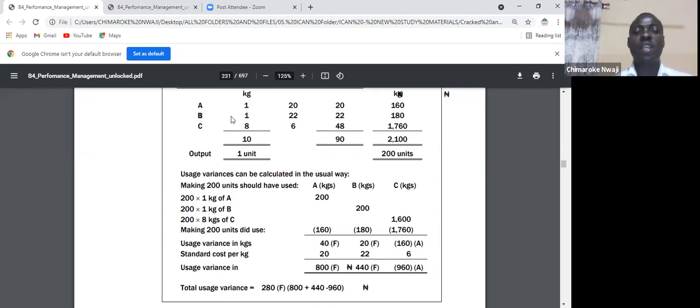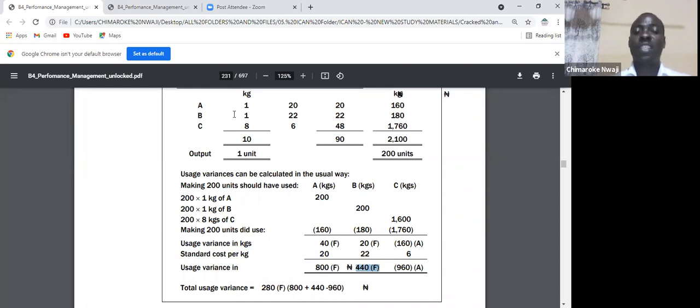For B, if you are to use 1 kilogram for 1 unit, then for 200 units, you are going to use 200 kilograms. And how many did you actually use? 180 kilograms. The difference is 20 favorable because you used 20 kilograms less than what you planned. And if the price for 1 kilo is 22 naira, that means 20 times 22 will give you 440 favorable. Okay, so that's for B.